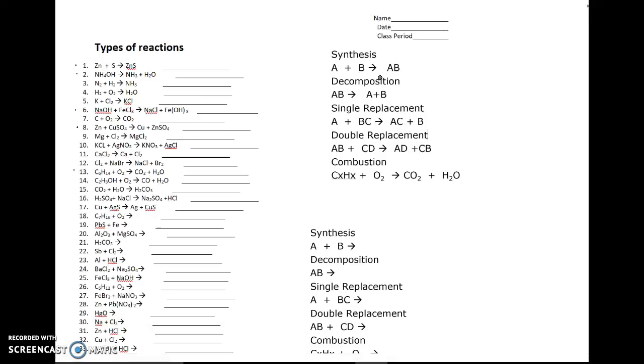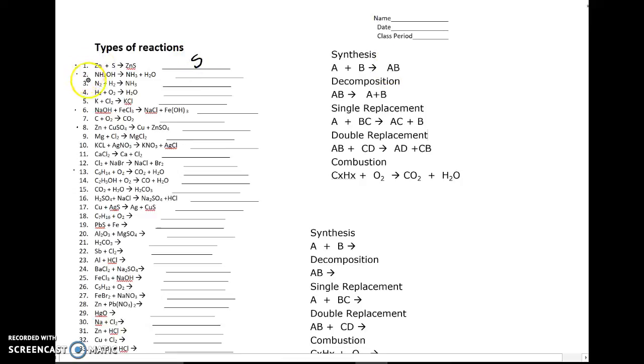What we're looking for to figure out what type of reaction it is, is a pattern. And it's these patterns that we really need to be able to key in on to figure out what type of reaction is taking place. So if I look at number 1 here, I have zinc and sulfur coming together to make zinc sulfide. So I have an element plus an element producing a compound. So when I look over here, element and an element making a compound. So that is a synthesis reaction.